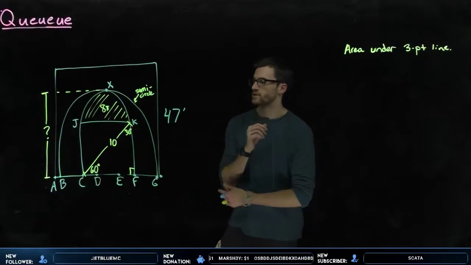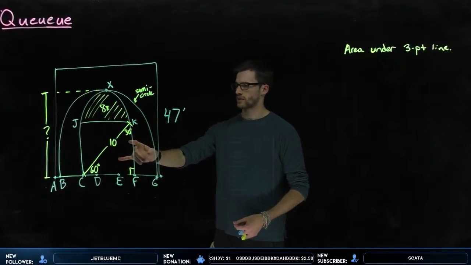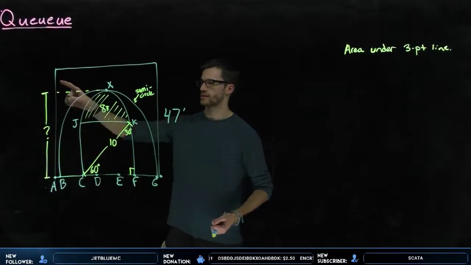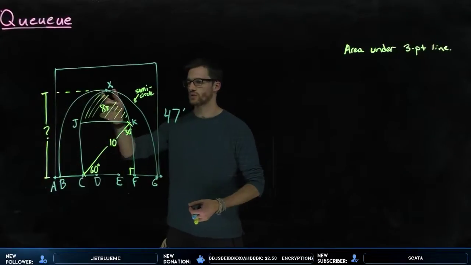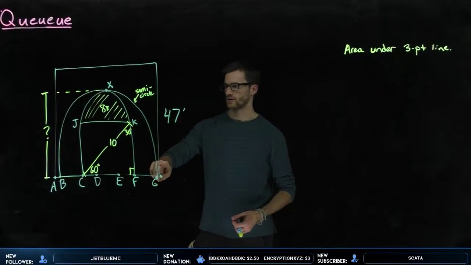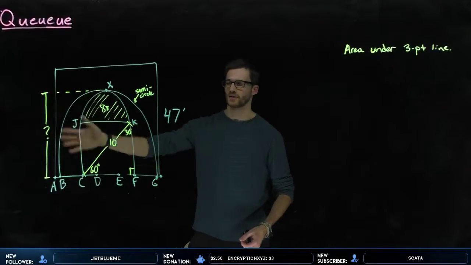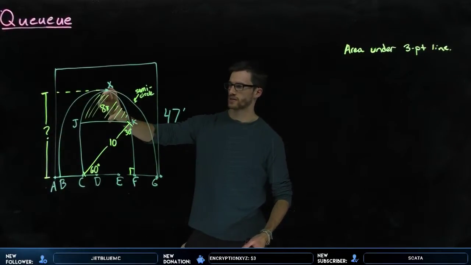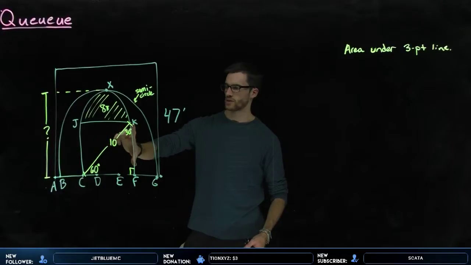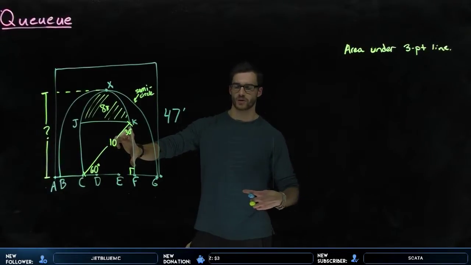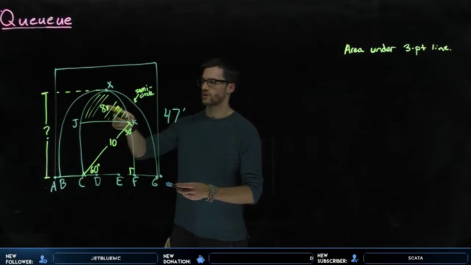Okay? So let's start with a triangle here. We need to figure out this distance, right? Because we found that this distance would be the radius of this semicircle. So if we know that distance, then we're good. But to find out that distance, we need to find out possibly what this distance is. We need to find out what this distance is. So we're working backwards. So let's start with the semicircle.